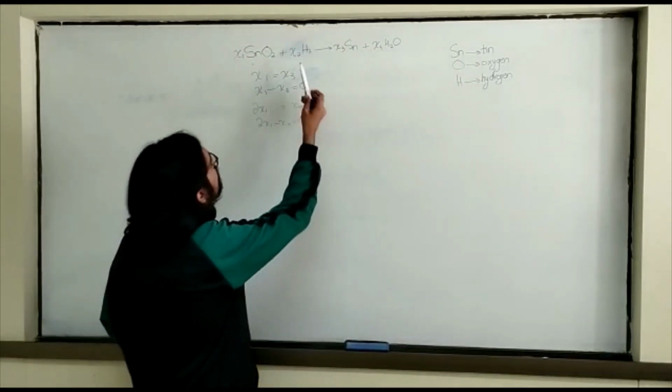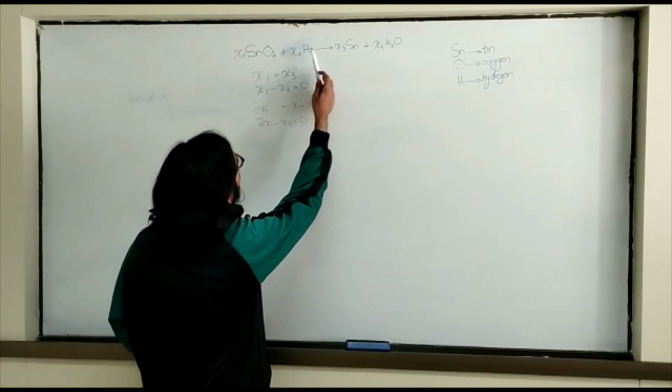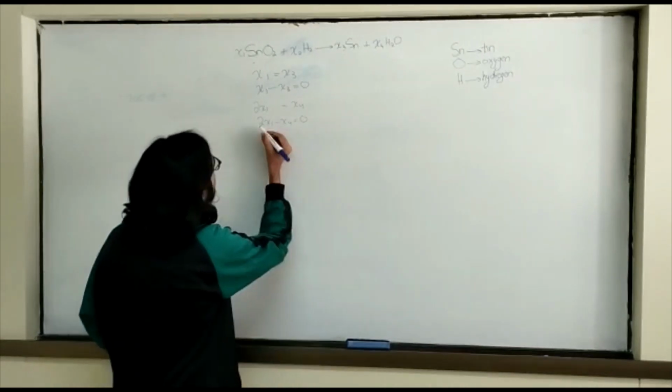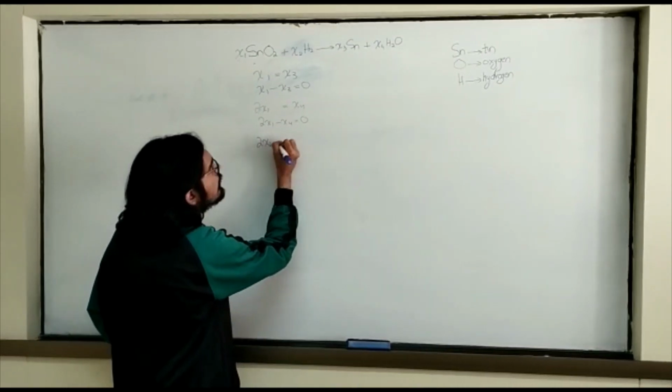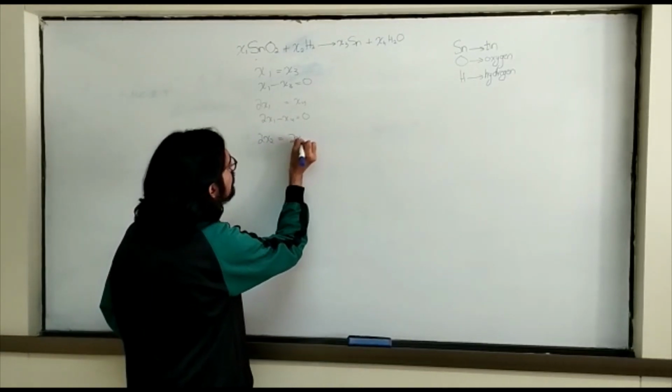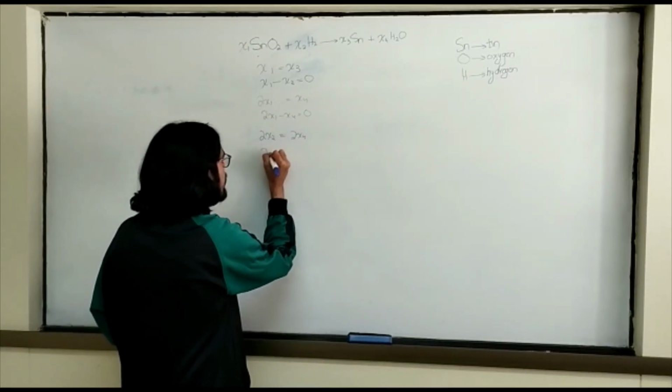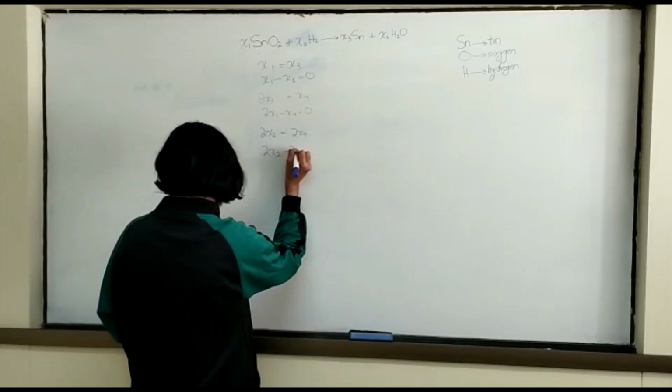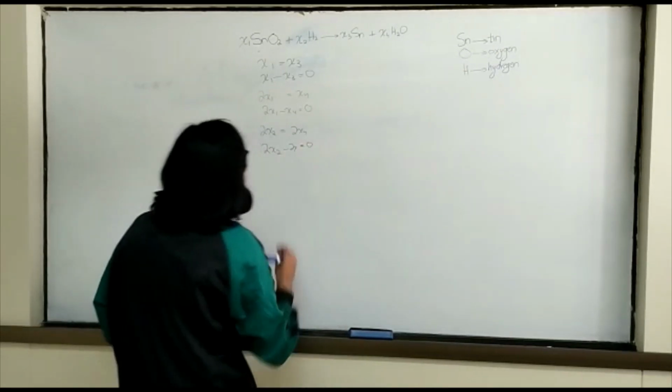Now for hydrogen, we have 2 hydrogen here and 2 over there. That forms 2x2 equals 2x4, giving 2x2 minus 2x4 equals 0.